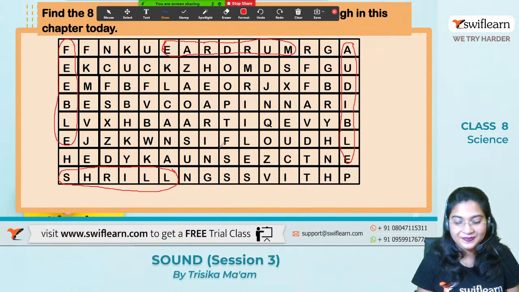Yes. Anything else you can see over here? Hearing. Have you found the word hearing? Yes. Anything else you can find? We have found the 5 words. 3 more are there.